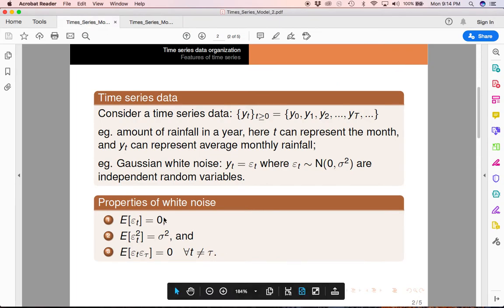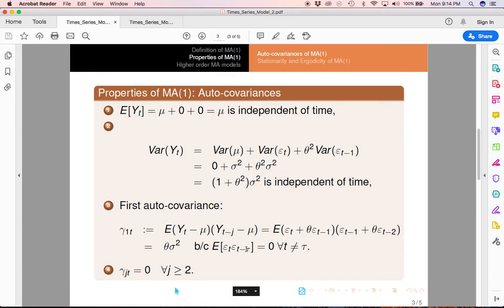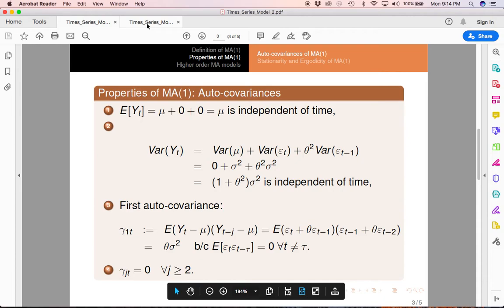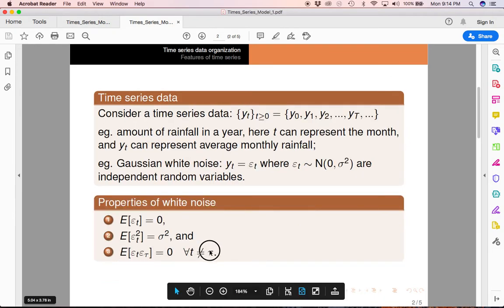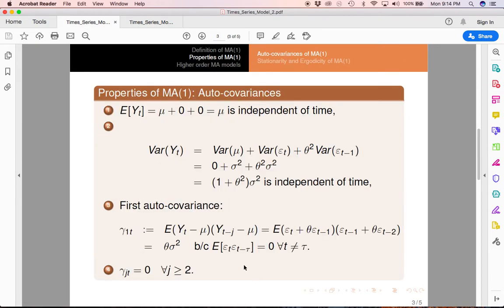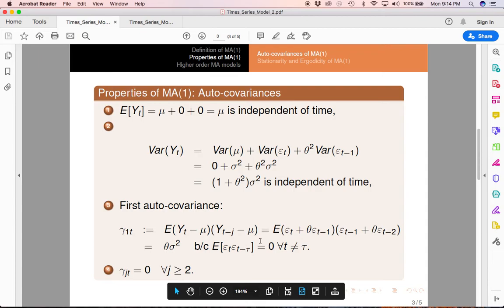Actually, there is a small typo here. This should not be t minus tau, it should be just tau. We're just using the third property of the Gaussian white noise, which is this property here. Okay, so that's the result that we have used to simplify the calculation of gamma sub 1 of t.